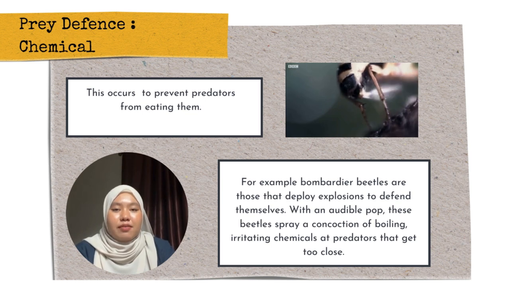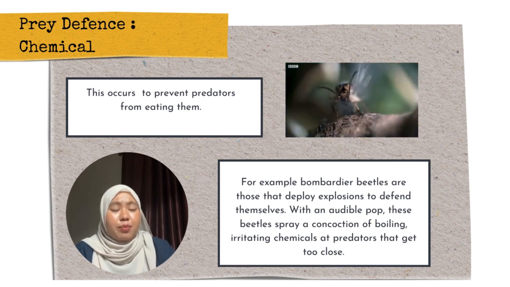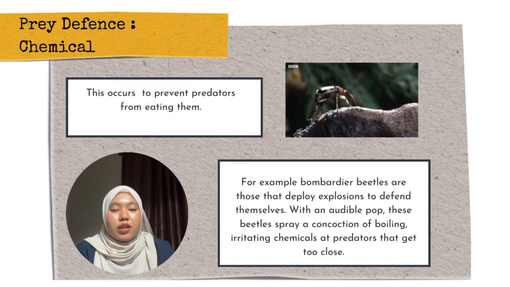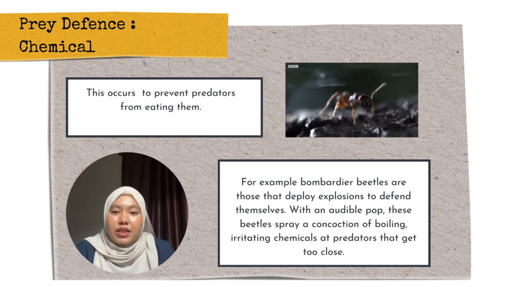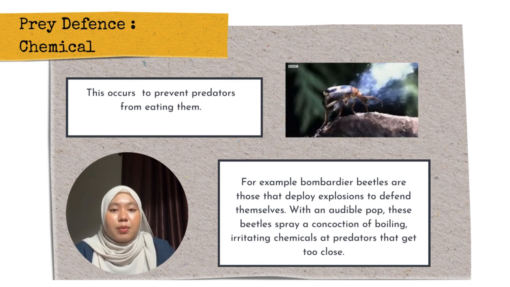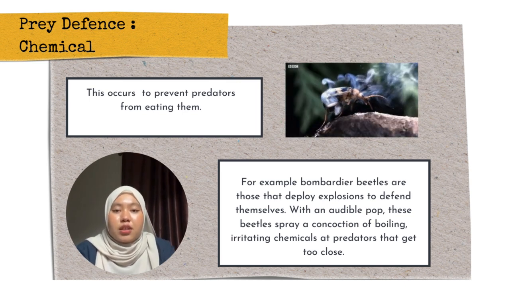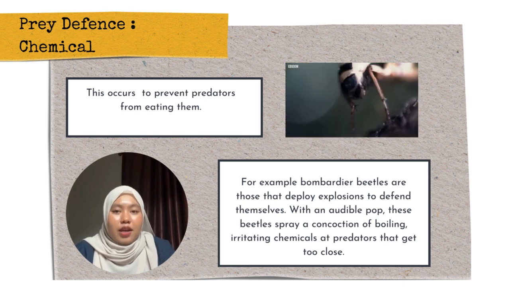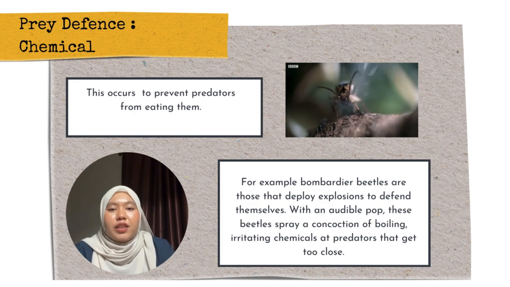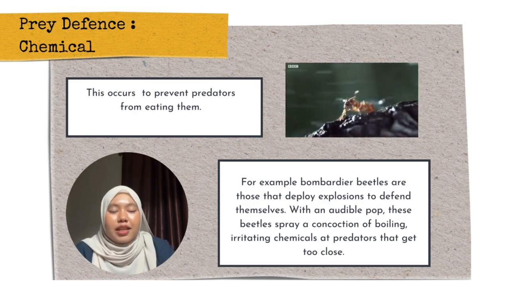Let's move on to prey defenses. Firstly, we have chemical defenses. This occurs to prevent predators from eating them. Chemical defense occurs in three situations. Firstly, by secretion to repel predators. For example, bombardier beetles deploy explosions to defend themselves. With an audible pop, these beetles spray a concoction of boiling, irritating chemicals at predators that get too close.